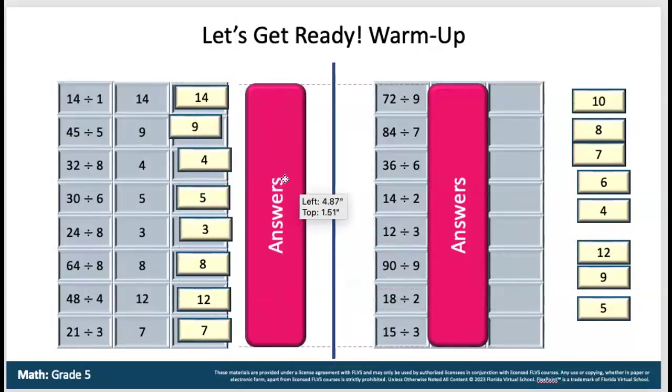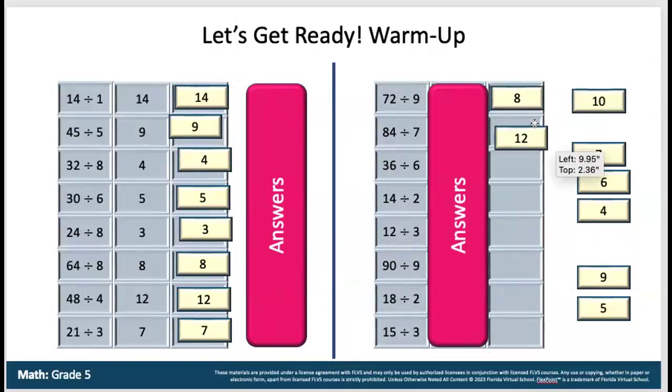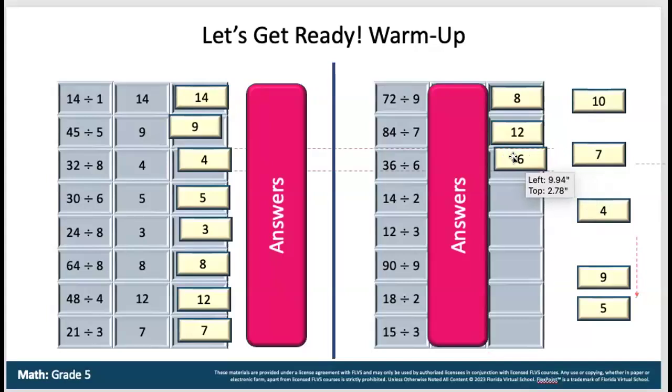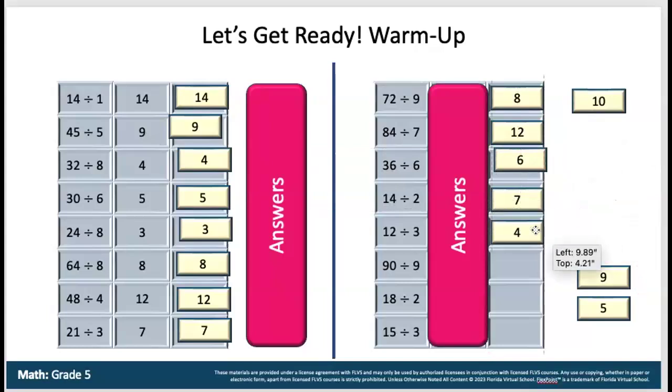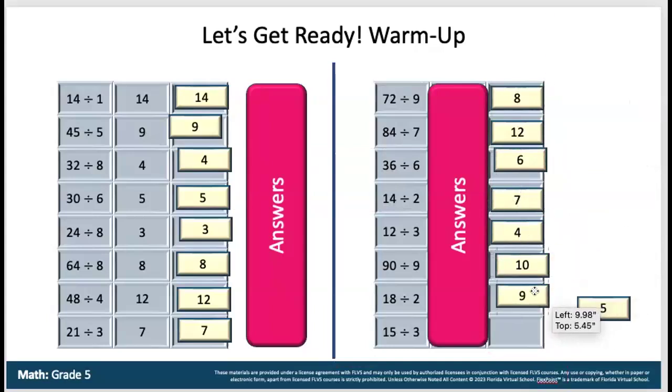Let's go ahead and check it. Nice work. Here we go. Other side. I know that 72 divided by 9 is 8. 84 divided by 7 is 12. 36 divided by 6 is 6. 14 divided by 2 is 7. 12 divided by 3 is 4. 90 divided by 9 is 10. 18 divided by 2 is 9. And 15 divided by 3 is 5. Go ahead and check ourselves over here.